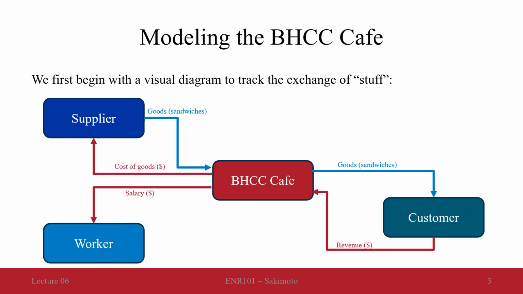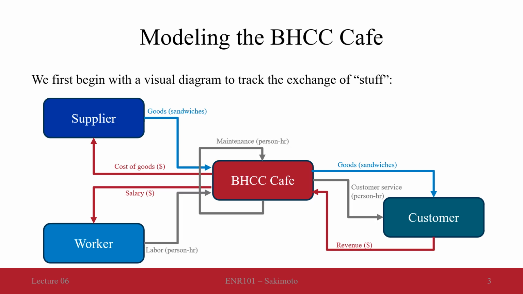We of course track money, and the same sort of idea that the customer pays money to the cafe, and the cafe has to pay money to the supplier for the sandwiches and also pay salary to the worker for their labor. And then finally, in terms of labor or people that need to be at the cafe working, these workers contribute so many hours of their labor. We often represent this in units of person hours. So one person working for an hour is 1 person hour. You could also have 2 people working for half an hour each, which is equivalent to also 1 person hour, a common way in which we quantify labor.